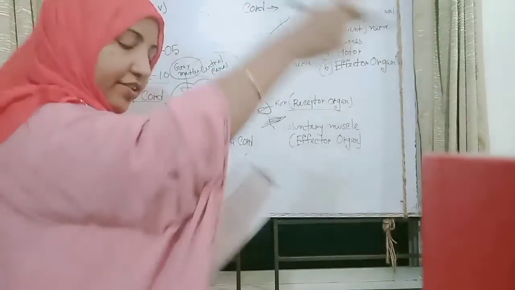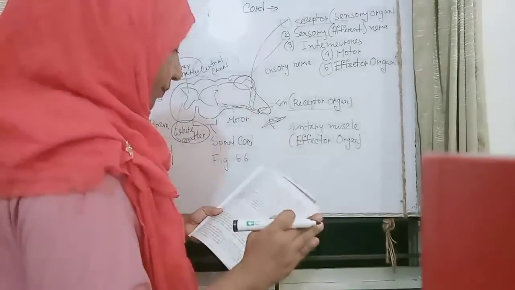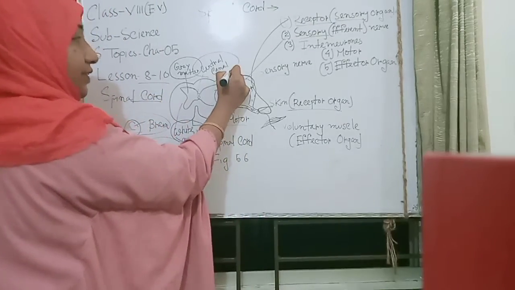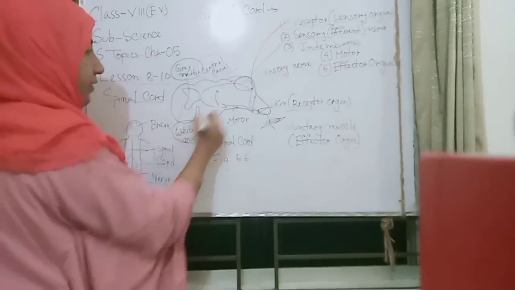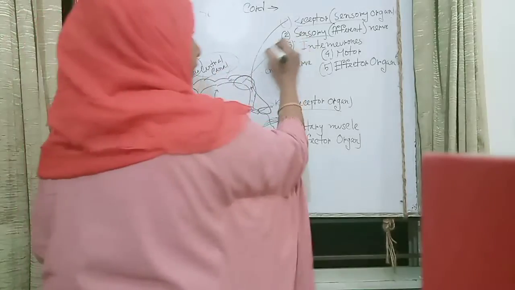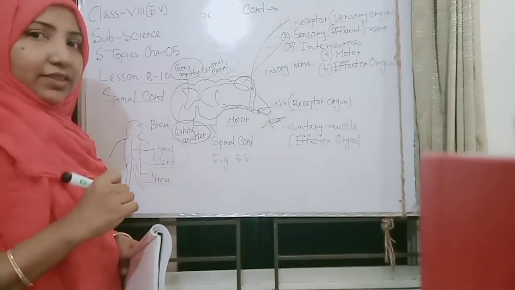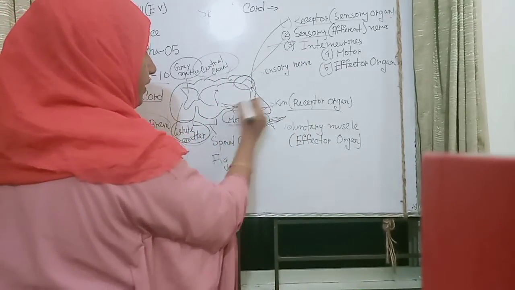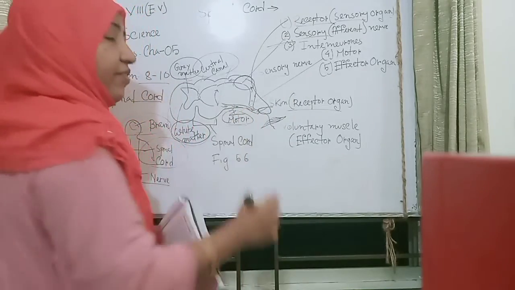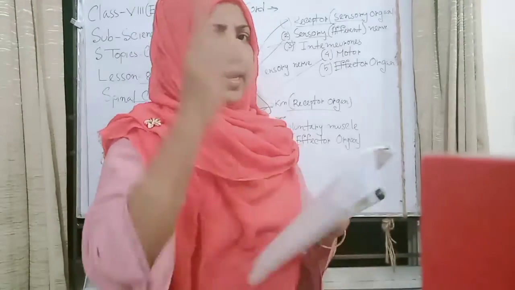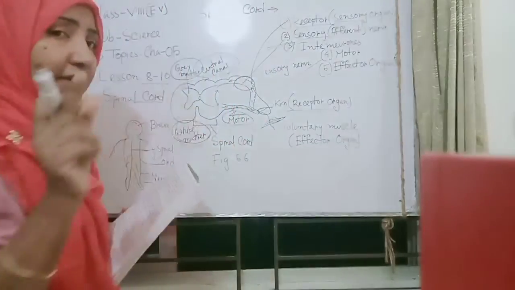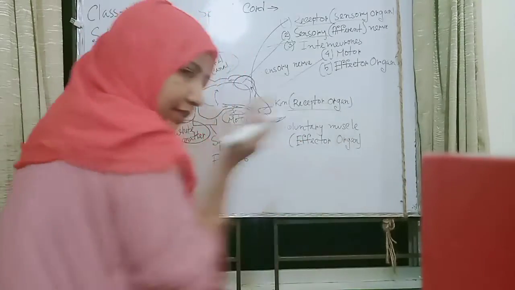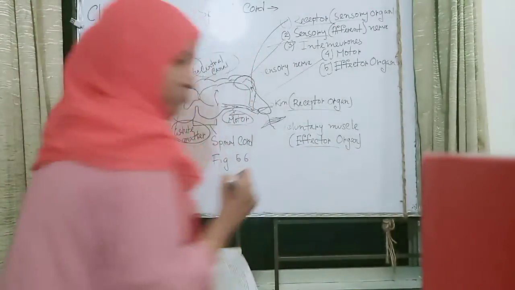I also explain the interneurons. First, central canal. Second is the gray matter, and third is the white matter. It's also the interneurons, a long structure. And the fourth structure is the motor nerve. I have also identified this structure as the motor nerve. And the fifth structure is the effector organ. Here this structure is the voluntary muscles or the effector organ.